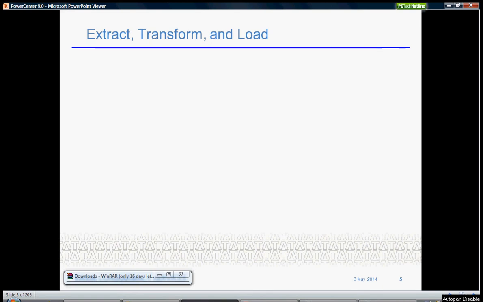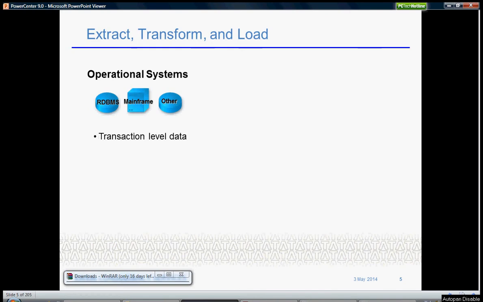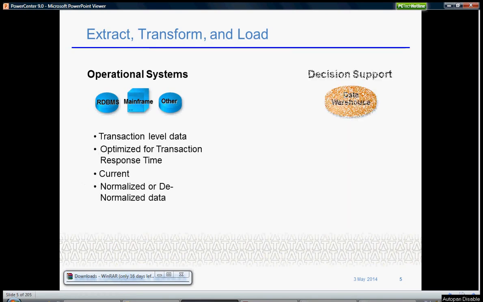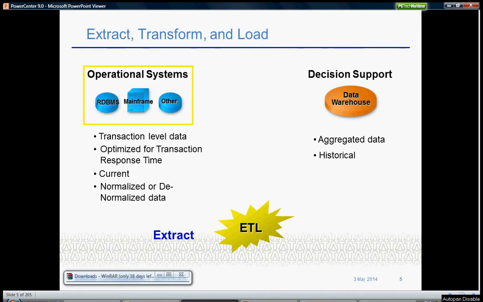I'm here to explain ETL in 5 minutes. ETL stands for extract, transformation, and load. As you can see, it's a concept which has been used by the industry for many years. It's a concept to extract the data from source systems, do the necessary transformation, and then load it into the target system. So that's what ETL is all about.